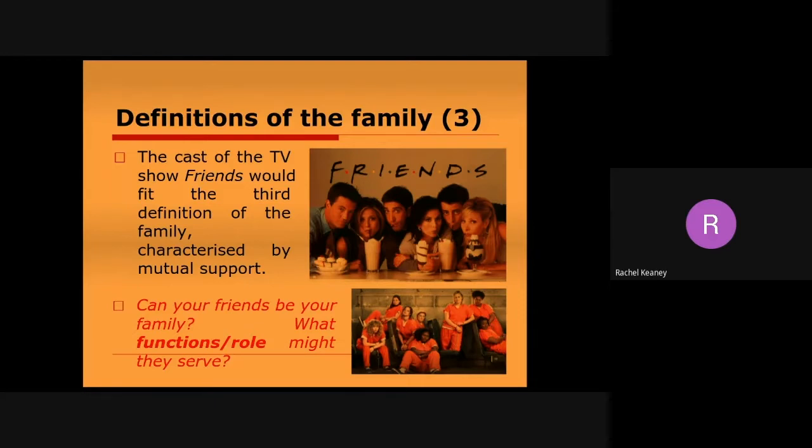So could you have a prison family, for example? Is it possible that your friends can be your family? And what functions or role might they serve? What might they do for you in terms of your friends?